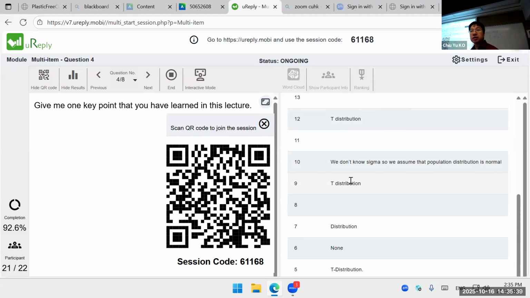Let me repeat. The idea is we don't know sigma square, so we can't use the central limit theorem directly. We have to replace this sigma by S, which is the sample variance. But once we replace that, it's no longer normal. It becomes a T distribution.